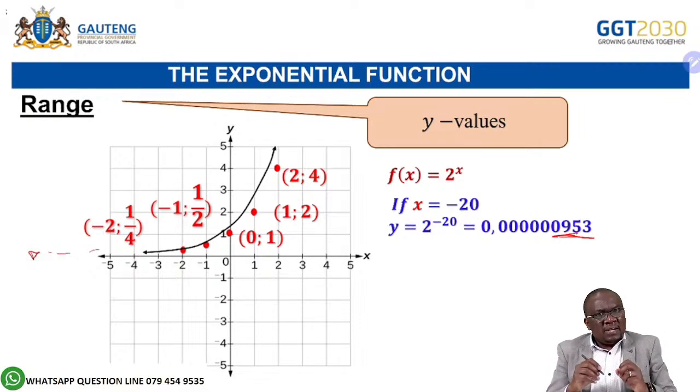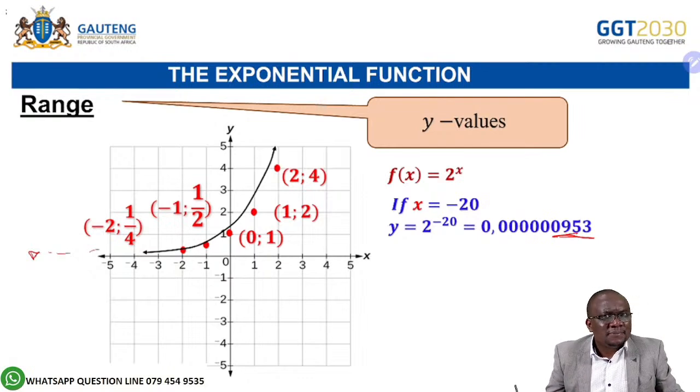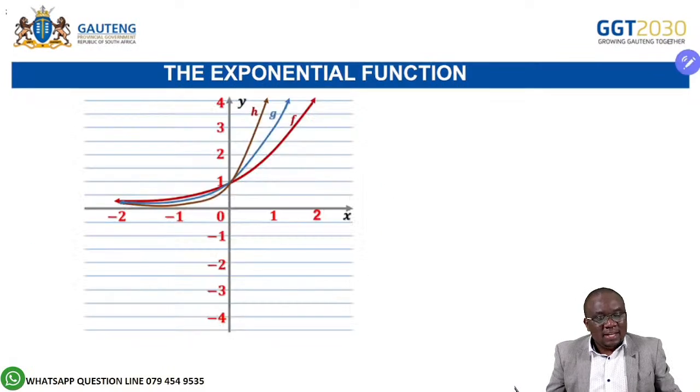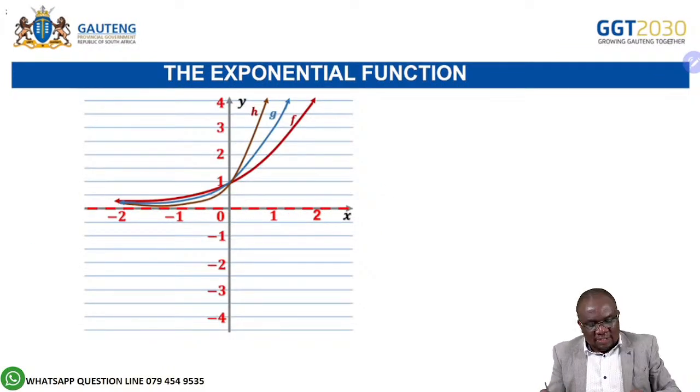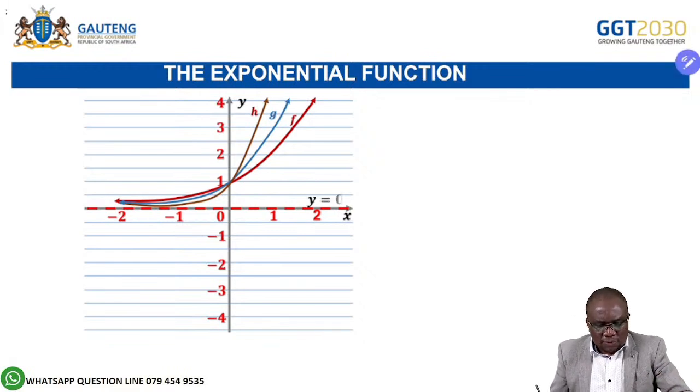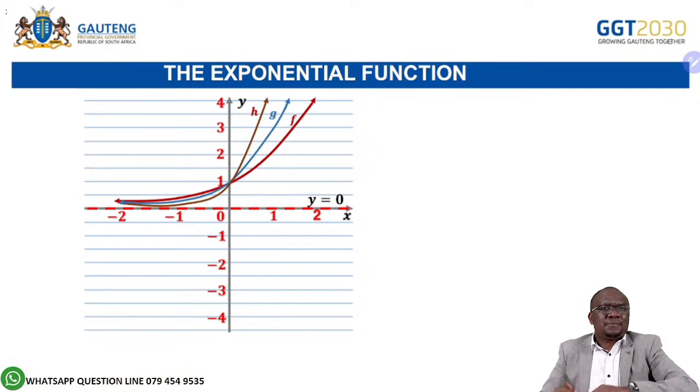So this imaginary line has a special name. What is it called? It is called the asymptote. So the graph is approaching this dotted line, which is the asymptote. And the equation of that asymptote is y equals 0.